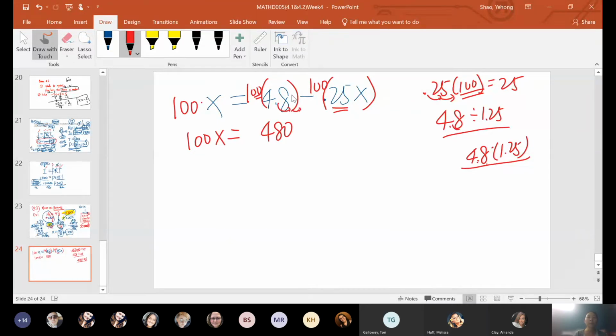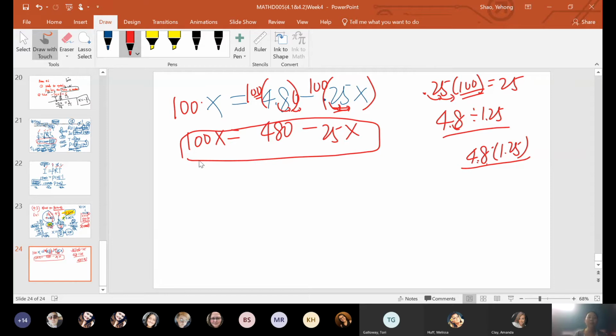So you move it 1 and 2. That gives you 480. And 100 times 0.25, if you move it to the right 2 times, gives you 25. So now look at this new equation. No decimals anymore. All whole numbers. The numbers are kind of big, but at least you get rid of decimals.